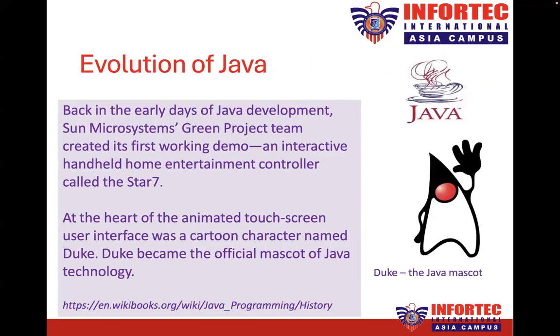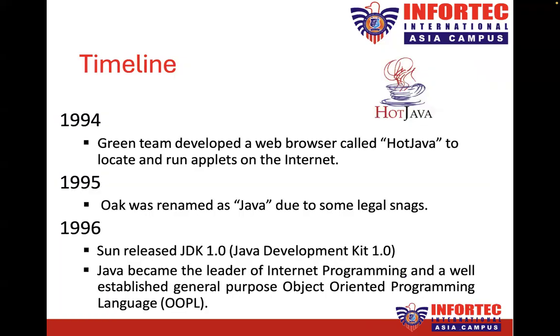And then they developed the very first Java program. We called it Duke. This is the Java mascot, and the symbol for that program. This is a very nice animated touch screen character. When someone touches it, it will work. So that is how it works.